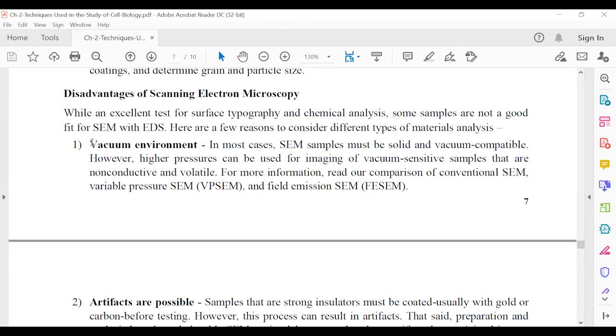Operation in a vacuum environment. In most cases, the scanning electron microscope sample must be solid and vacuum compatible. However, higher pressure can be used for imaging vacuum-sensitive samples. Just some samples are sensitive under vacuum. In this technique, high pressure is needed for scanning some samples under a vacuum environment.